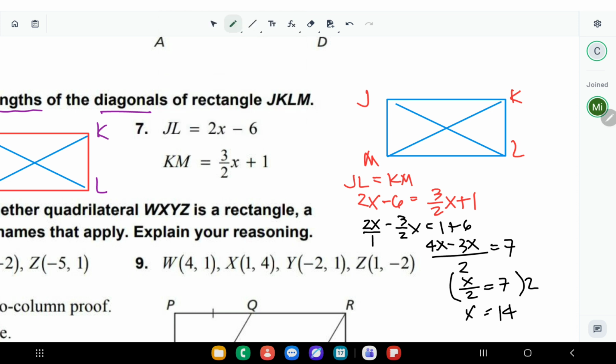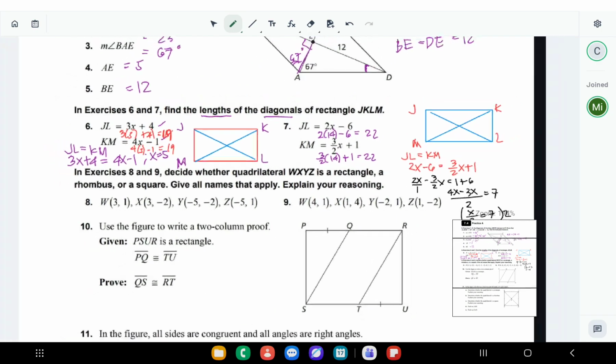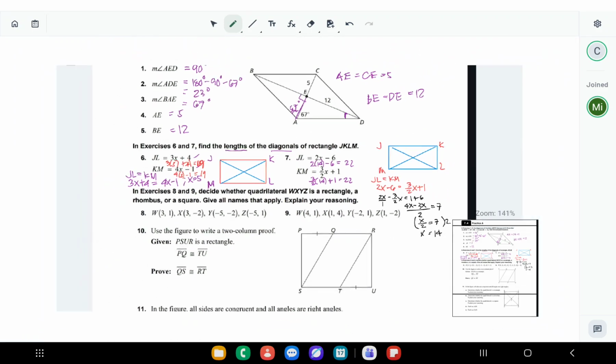Then you can plug in 14 here. Did you get the same value for x? 2 times 14 minus 6, then 3/2 times 14 plus 1. Is this 22? 28 minus 6, 22. So JL and KM are equal to 22. No questions on this?